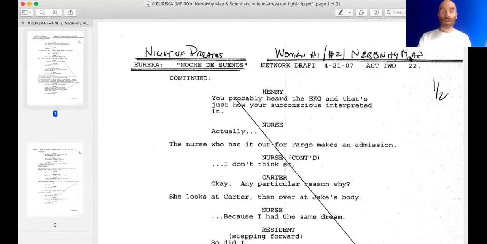This was a network TV show, so probably the whole script's only going to be, what, 45 to 50 pages, because it's going to be a 42-minute episode with 18 minutes for commercials.